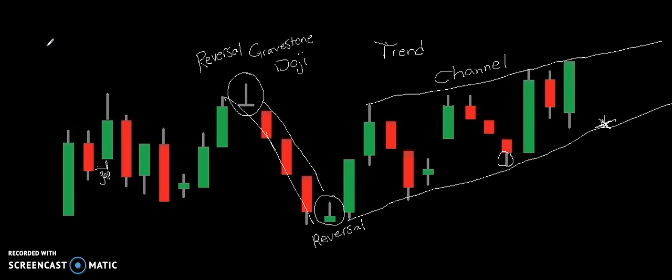So just to review, what we want to notice is any gaps, reversal patterns, and trends. All right. One such trend is an upward channel, and we'll talk more about these in other videos. All right, so these are the things that we want to keep an eye out for.